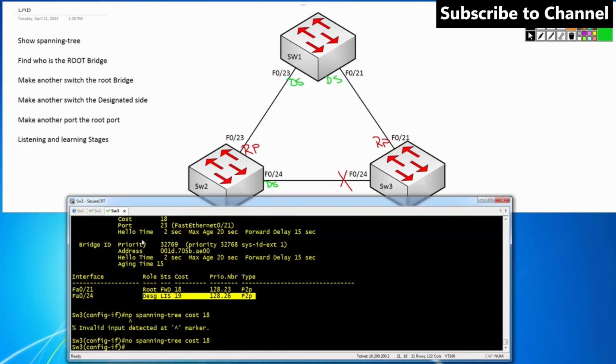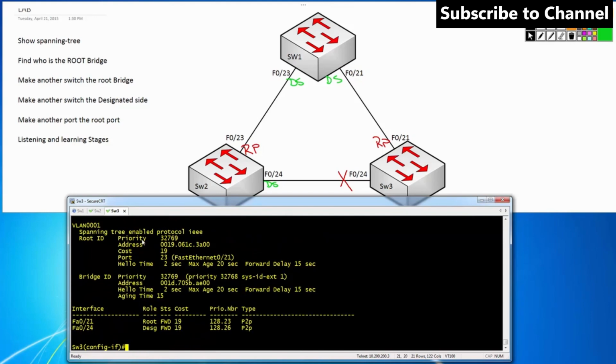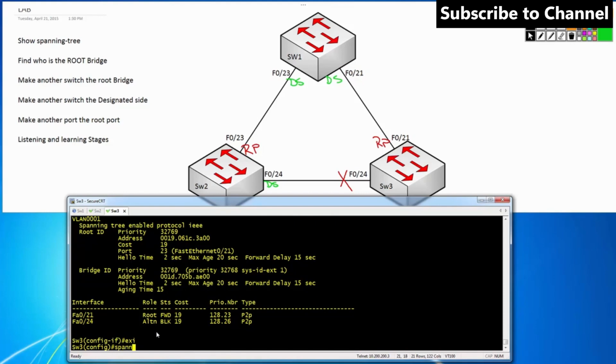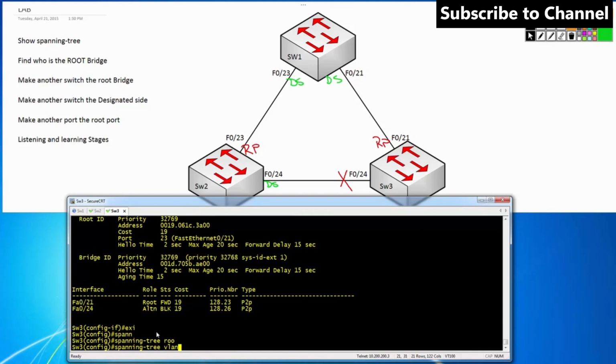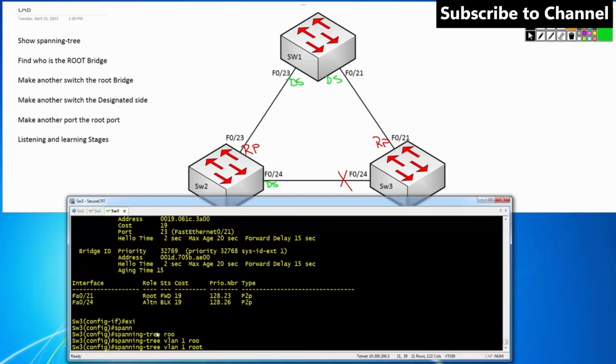I'm going to manipulate the lower BID. So I'm going to make switch 3 the lower BID. Do show spanning tree. And we have to wait for this to transition back. Again, the BPDUs have to come back, and there we go. Okay, so now we're back to alternate. So on this switch here, I'm going to say spanning-tree, I'm sorry, vlan 1, and then I'm going to say root.